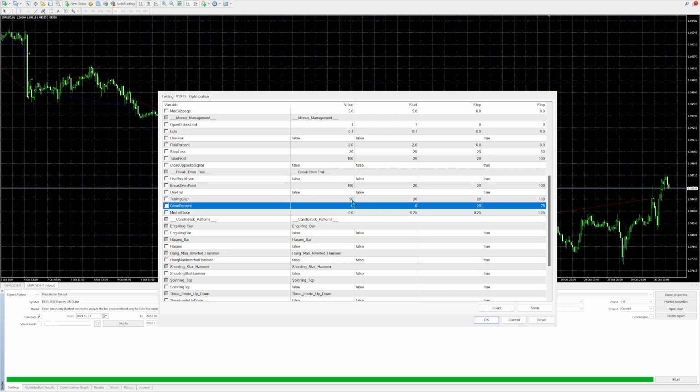Close percent is, every time the trailing stop distance is reached, you can close a percentage of the trade. For example, you might want to close 25% every 50 pips.